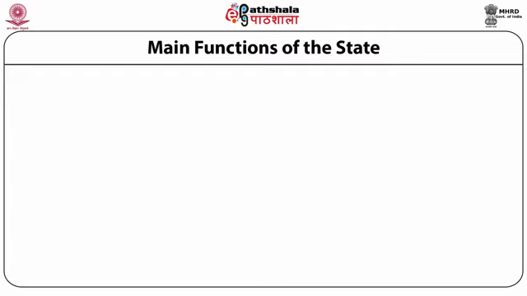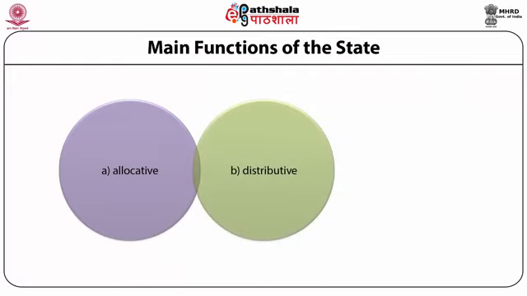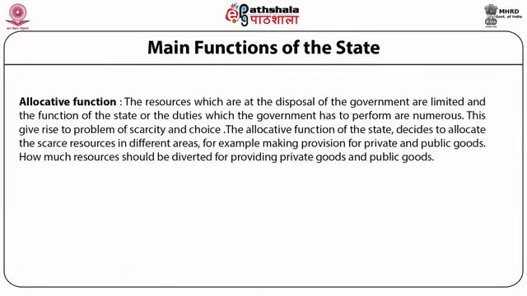Main functions of the state or the government. Now let us discuss what the main functions of the government or the state are. The theory of public finance divides the functions of the state into three broad categories: allocative, distributive, and stabilization. Under the allocative function, the resources at the disposal of the government are limited, and the duties which the government has to perform are numerous. These give rise to the problem of scarcity and choice. The allocative function of the state decides how to allocate the scarce resources in different areas or for different activities. For example, making provision for private and public goods. How much resources should be diverted for providing public goods and how much for private goods.